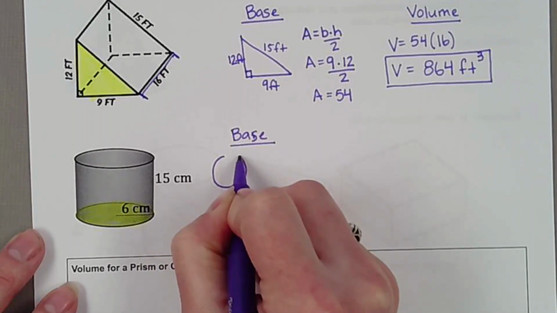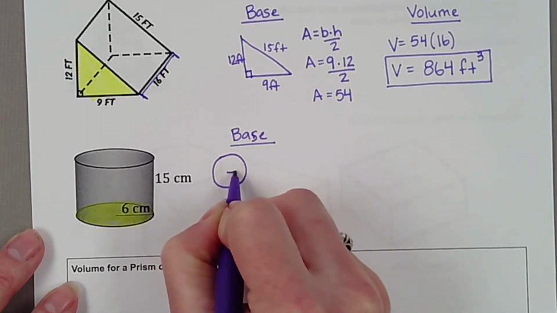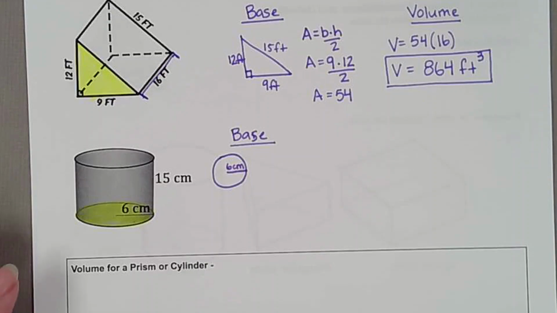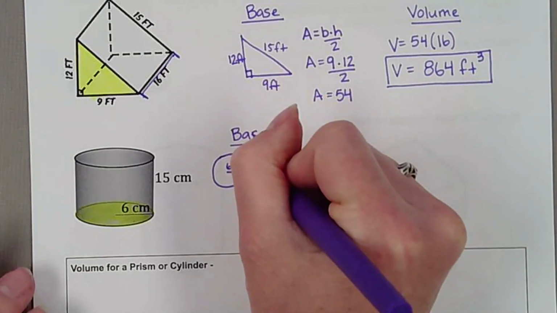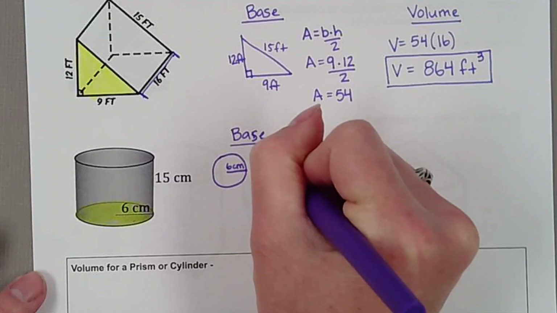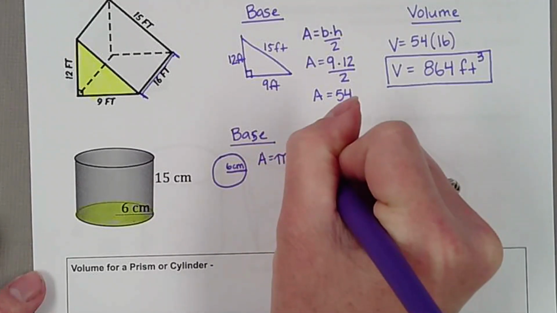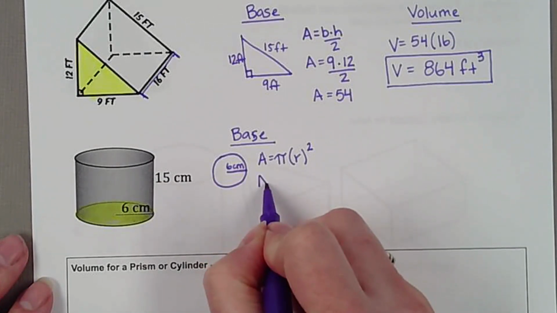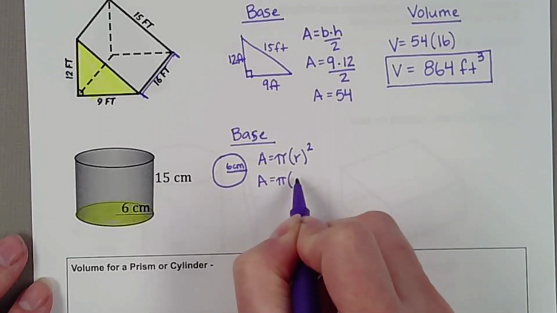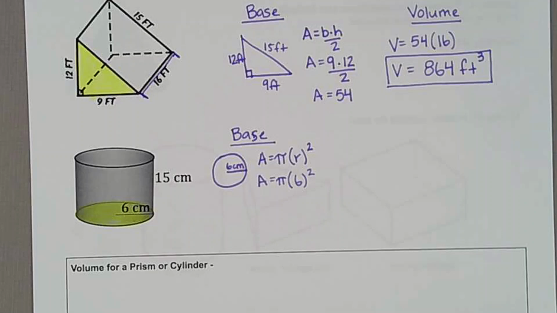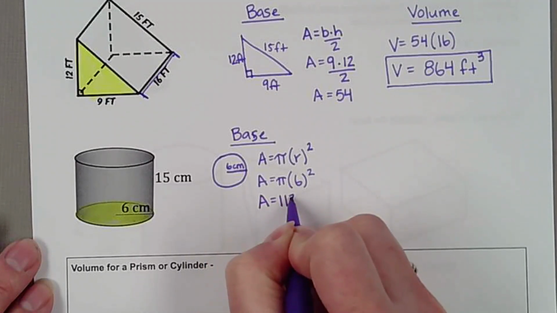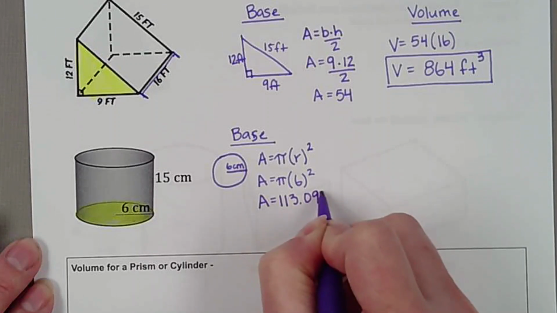My base is a circle, and on my circle I see 6 centimeters for that circle. The area formula for a circle is pi times the radius squared. Since I already have the radius, I can just plug it in. Pi times 6 squared, and then you can type it into your calculator. I already typed it in, and I got 113.097.